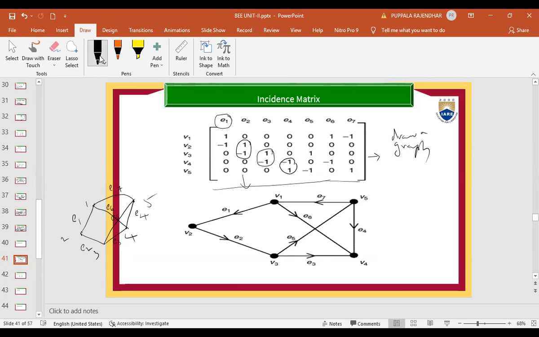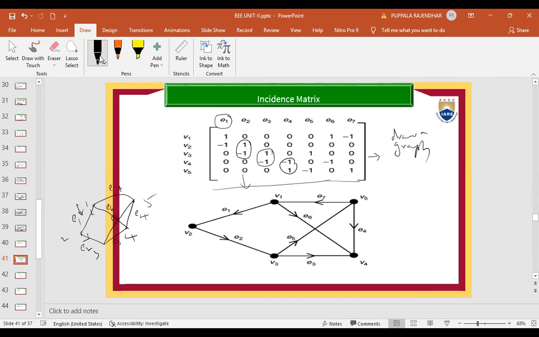Where we are having +1. At E1 we are having +1, which means it is away from node 1. So there is no need to check E1 between 1 and 2, this direction we already got. Now we will check the E2 direction. Where we are getting positive: at the second node it is positive. Positive means away from the node. E2 is away from the node. So this direction we got.